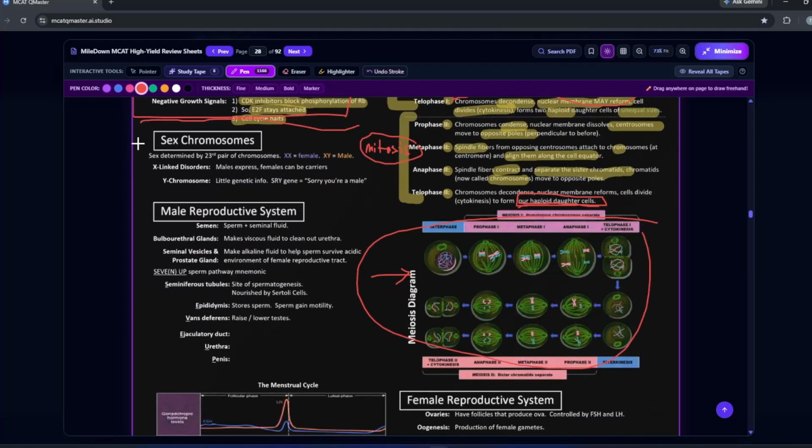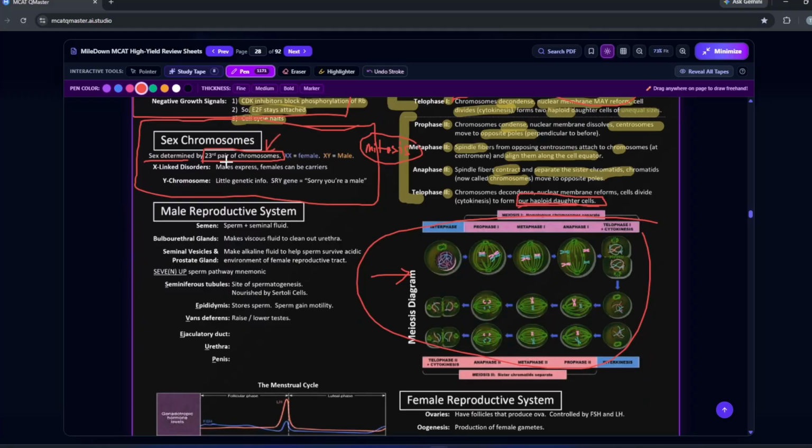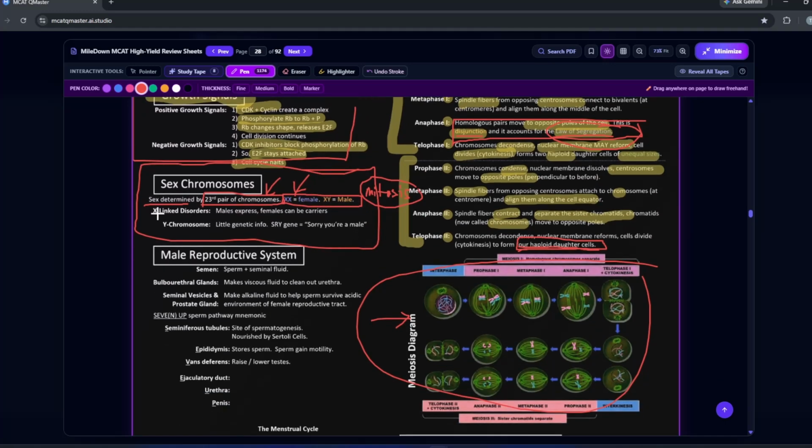Now we can go into sex chromosomes. So your sex is determined by the 23rd pair of chromosomes. I already introduced that earlier. I don't even know why it's not really on the review sheet. Your eukaryote cells have 23 pairs of chromosomes, and your 23rd one is your chromosome that determines your biological sex. So XX would mean female, and XY would mean male. Your X-linked disorders, males express, females can be carriers.